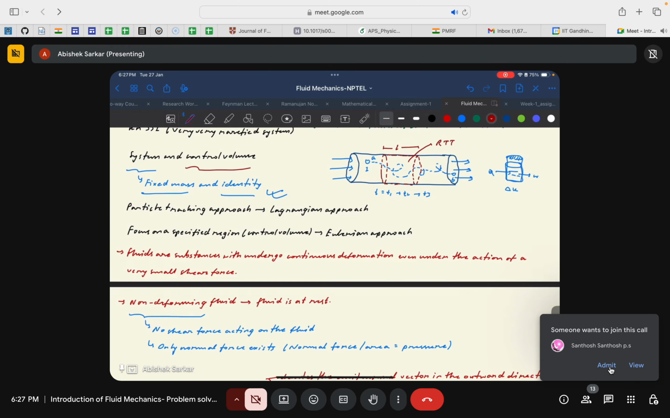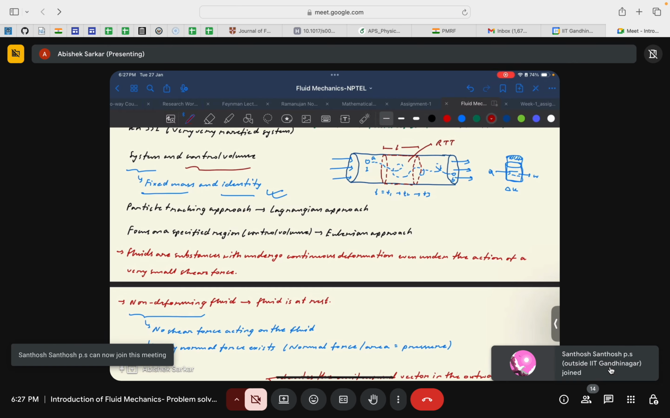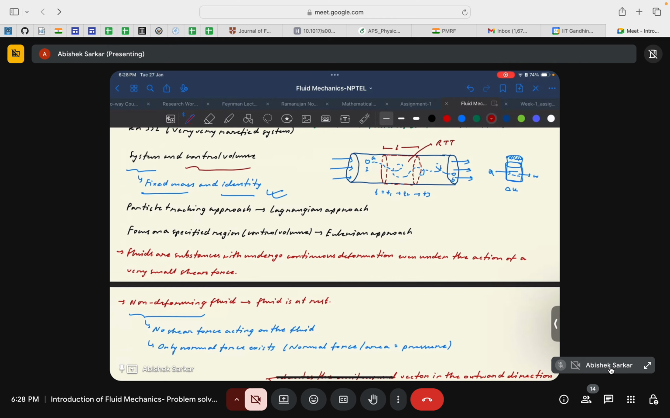So as I mentioned, rather than following each and every particle, we keep our attention to a particular area or region and see how the flow of fluid through this region affects the net force or net pressure across this region. So that would be the other method that we can choose. In this case you will see that neither the mass nor the identity remains fixed.